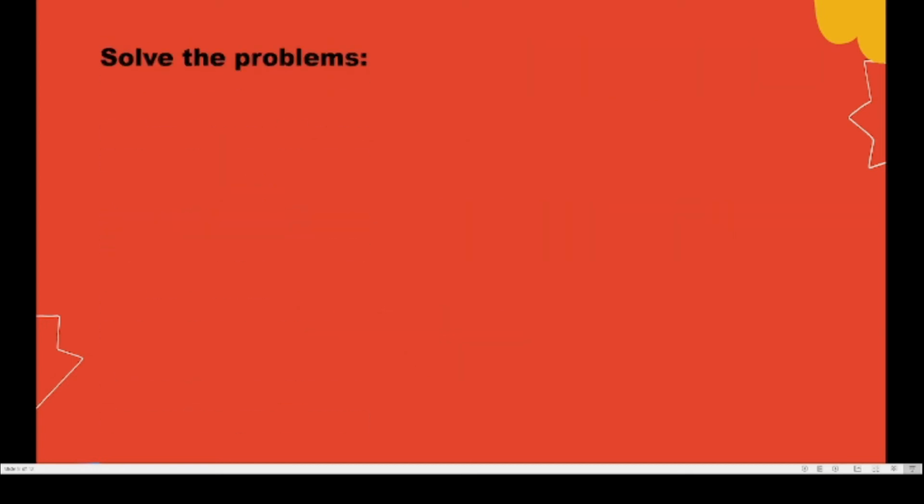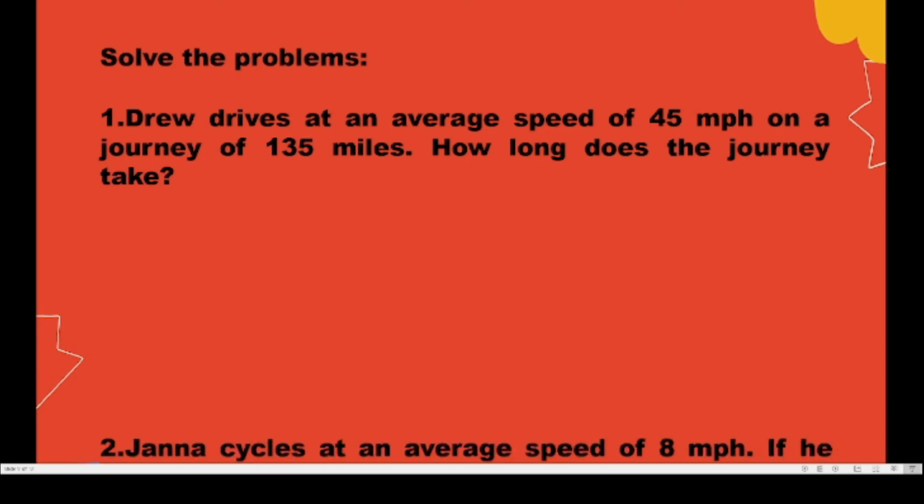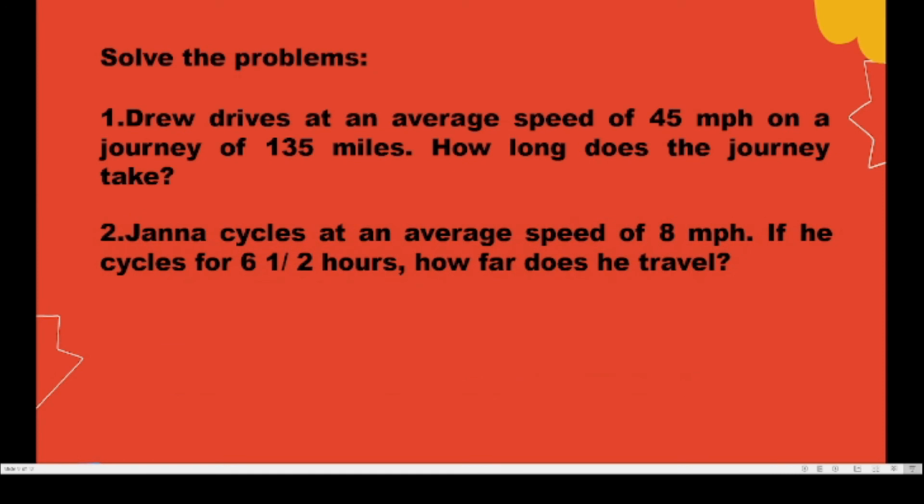So solve the following problems. Number 1, I will read it for you. Drew drives at an average speed of 45 miles per hour on a journey of 135 miles. How long does the journey take? Number 2, Jana cycled at an average speed of 8 miles per hour. If he cycled for 6 and 1/2 hours, how far does he travel?